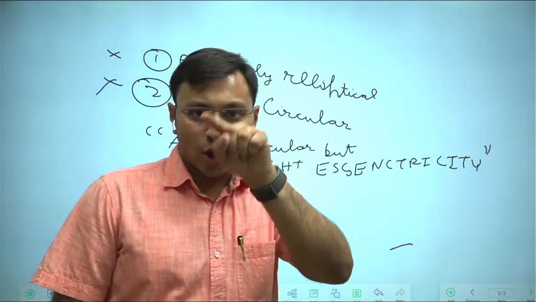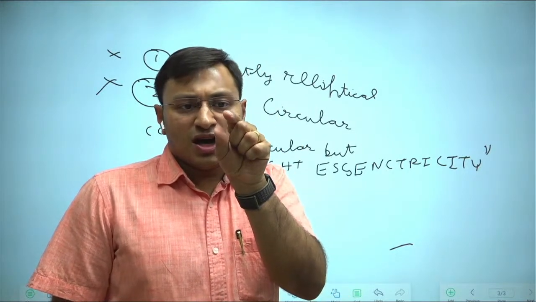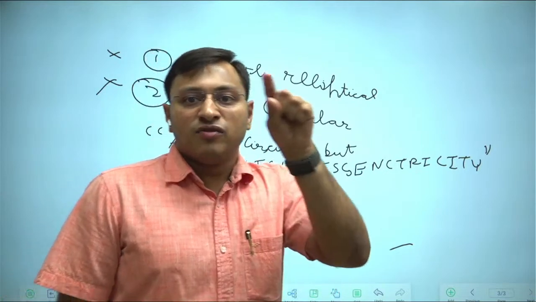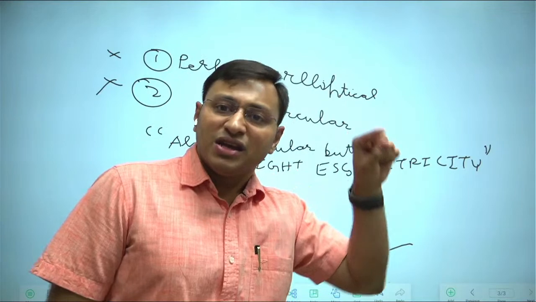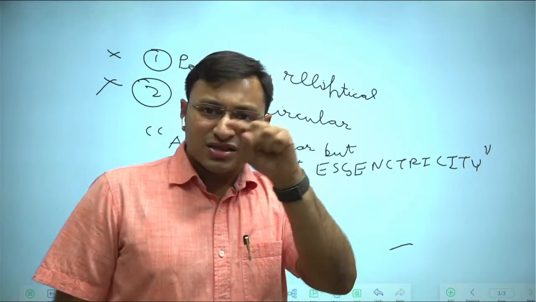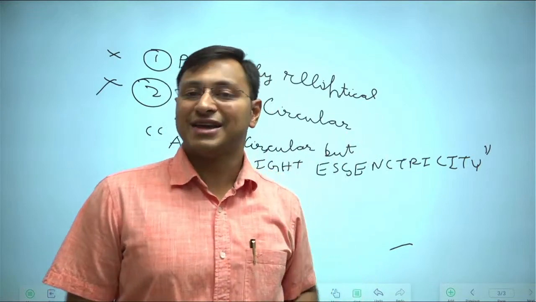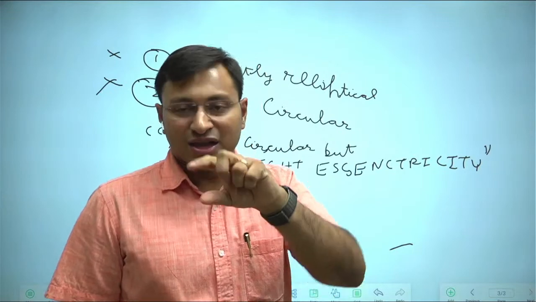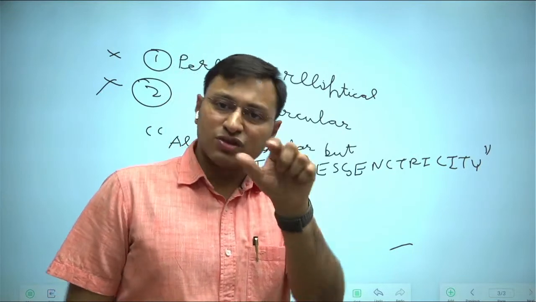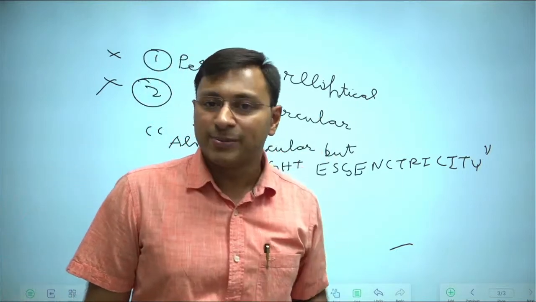It means that the orbit of Earth is almost circular, but the revolution of Earth around the sun has got a slightly elliptical characteristic, and this elliptical characteristic tends to vary over a period of about 1 lakh years. So in 100,000 years, the Earth's orbit can become almost circular, or it can become extremely eccentric or extremely elliptical.